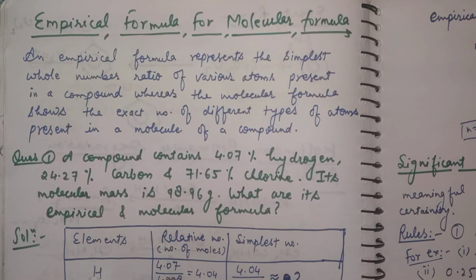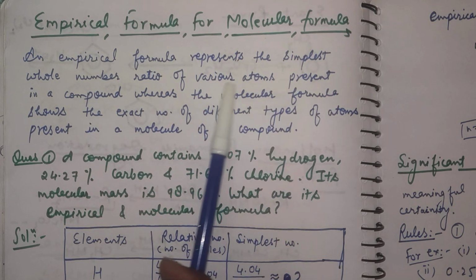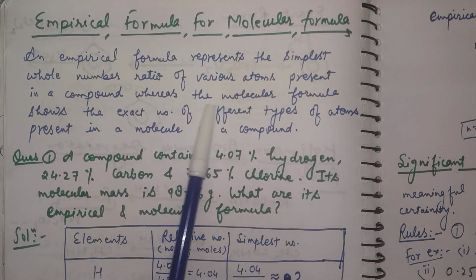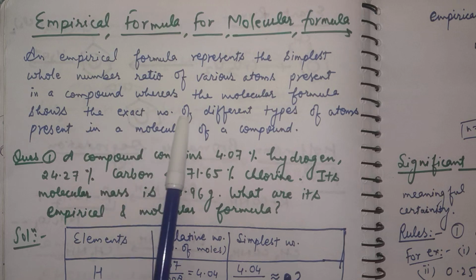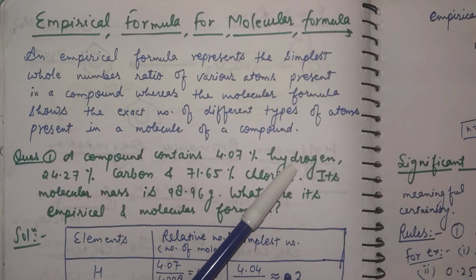Hello students, now come to the next topic of chapter number 4, Some Basic Concepts of Chemistry, of class 11: empirical formula. We will discuss it in this lecture. So what is empirical formula? An empirical formula represents the simplest whole number ratio of various atoms present in a compound, whereas molecular formula shows the exact number of different types of atoms present in a molecule of the compound.